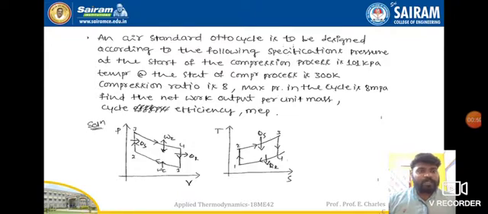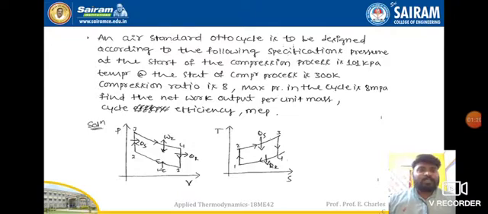So where do we come across this maximum pressure in this particular cycle? The third point will be the maximum pressure throughout the cycle. So we have to take P3 as 8 megapascals, and we have to convert it into kilopascals. Finally, find the net work output per unit mass. So we need to find the work output, cycle efficiency and mean effective pressure. These three things we have to find in this problem.